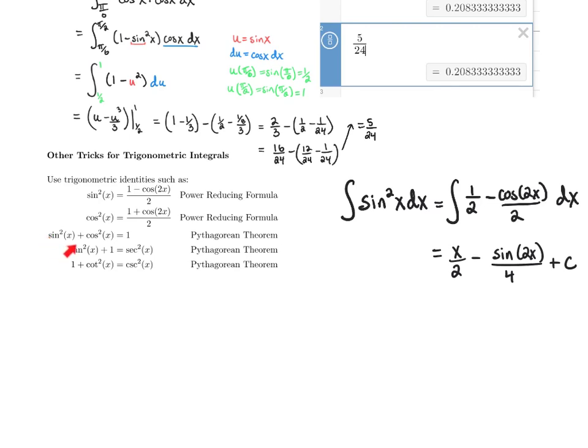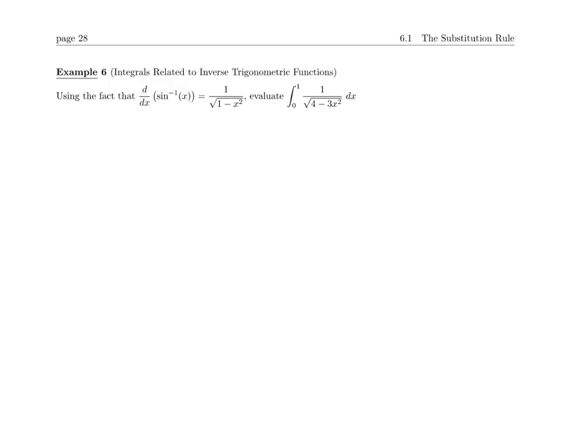And then there are also the Pythagorean identities or Pythagorean theorems that have to do with tangents and secants and cotangents and cosecants. Our last look at trigonometric integrals is going to relate to things that look like derivatives of inverse trig functions.